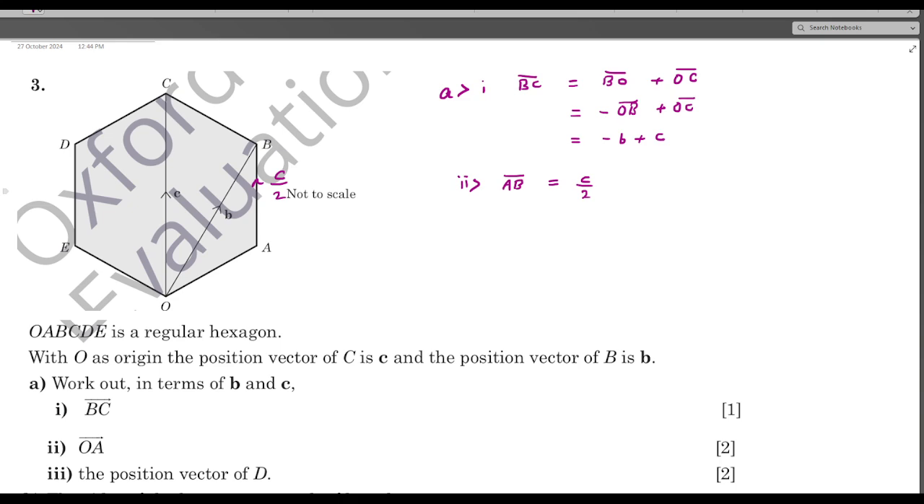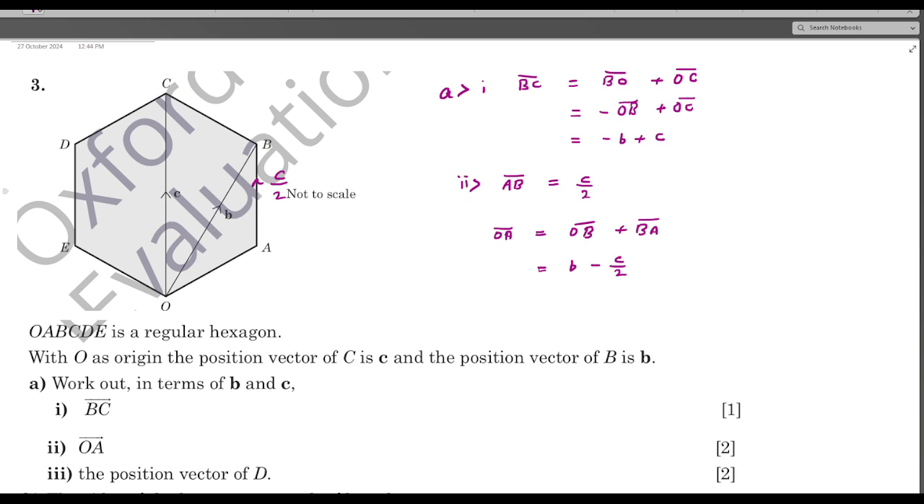Okay. Now your vector OA, you can write OA as OB plus BA. Your OB is your vector B and your vector BA is minus of C divided by 2. So B minus C divided by 2 is your vector OA.